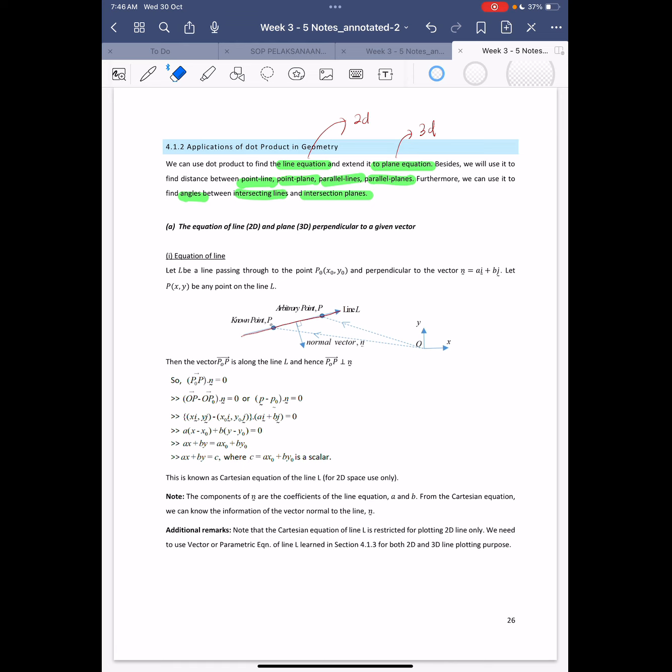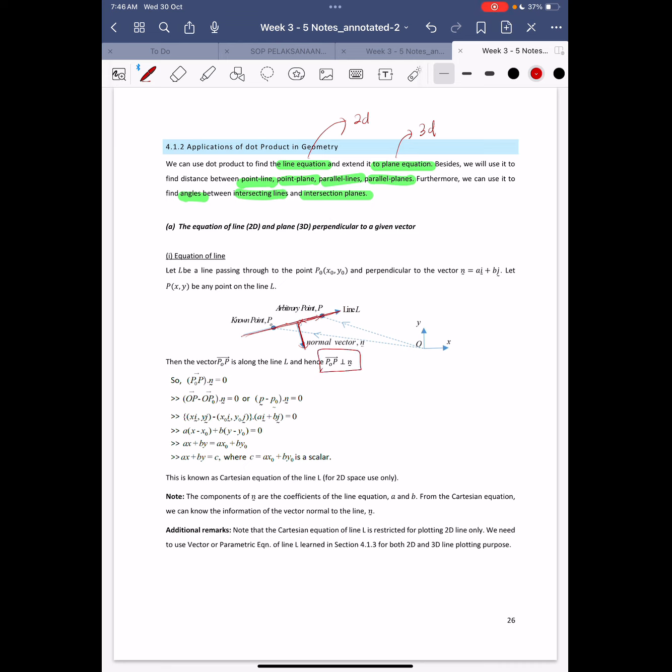x0, y0, and it is perpendicular to the normal vector N = ai + bj. This is the normal vector. And let P be any point on the line L, denoted as coordinate x and y. It can be any point on the line. So the vector P0 to P along the line L and perpendicular to the vector N is given as this.